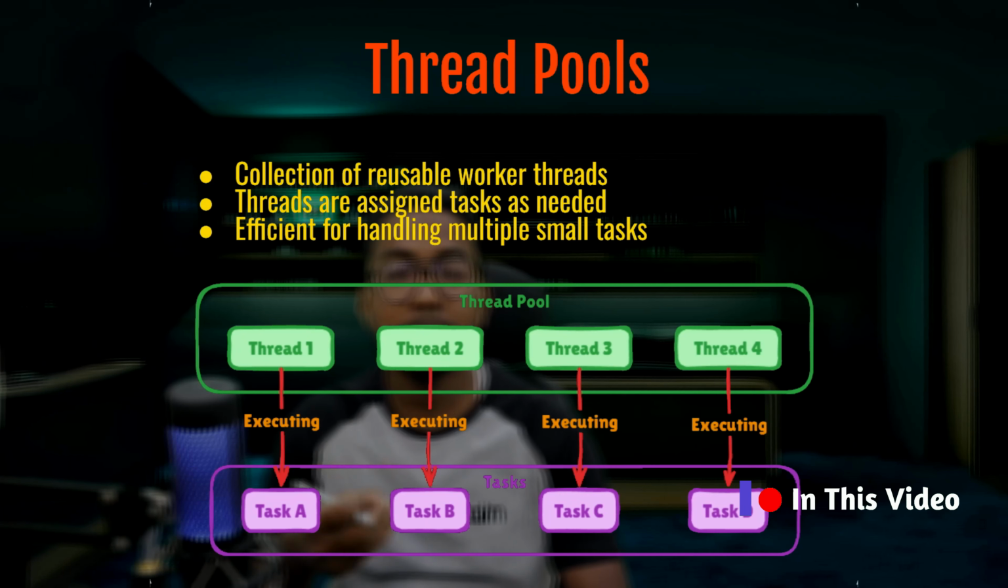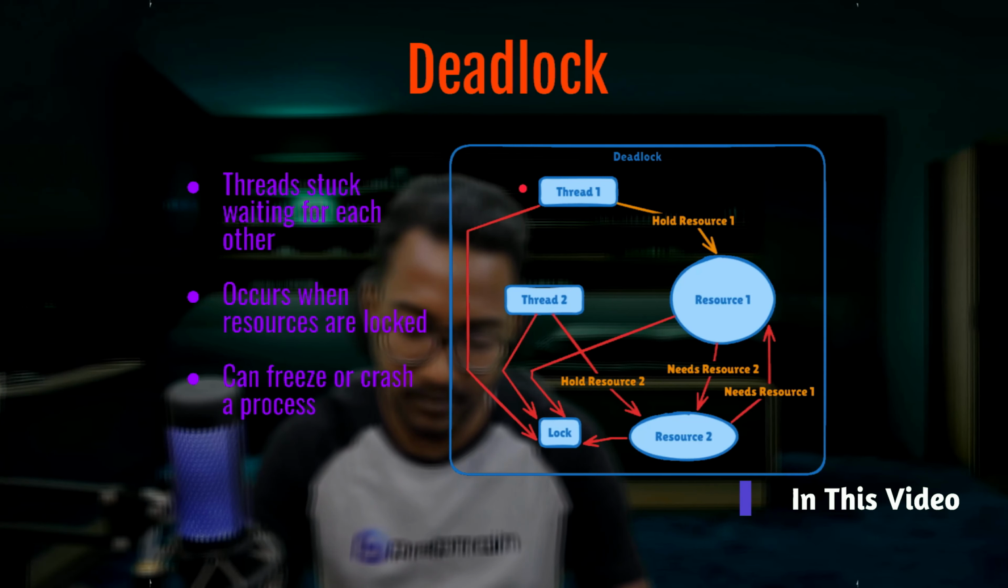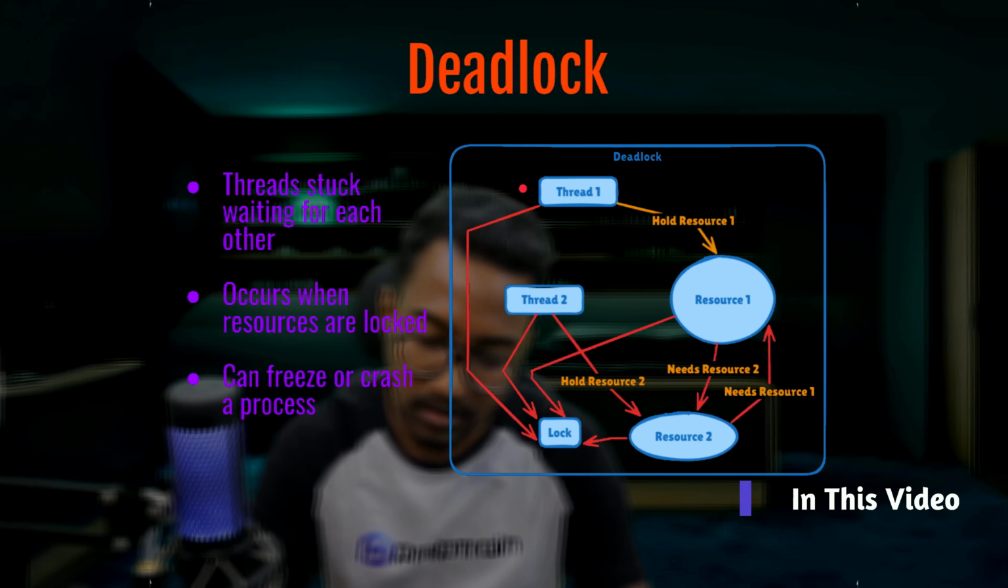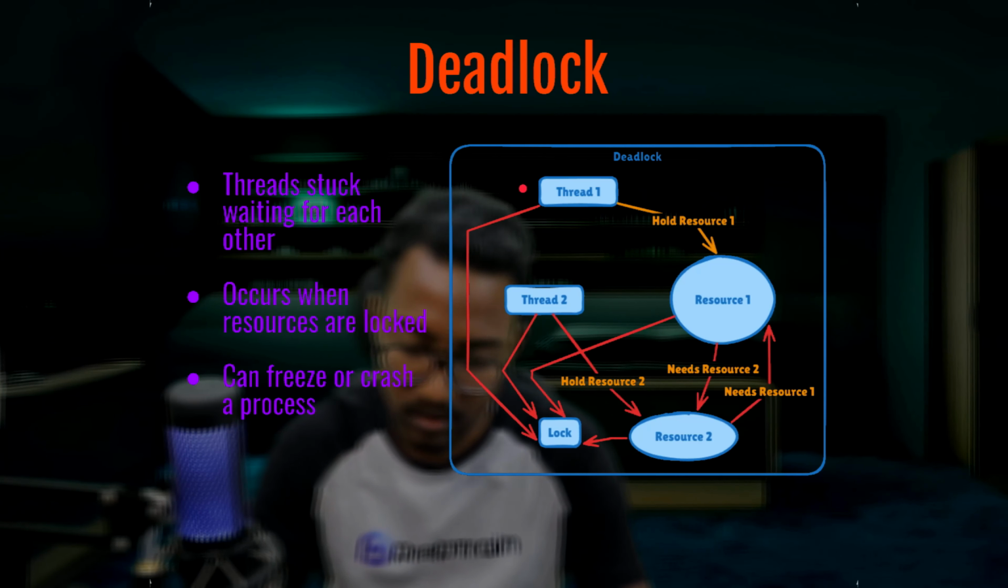However, thread pools aren't a magic solution. They need to be carefully managed. If your thread pool is too small, tasks will have to wait for available threads, leading to delay. Imagine that there are two threads, thread 1 and thread 2. Now thread 1 has locked resource 1 and thread 2 has locked resource 2.